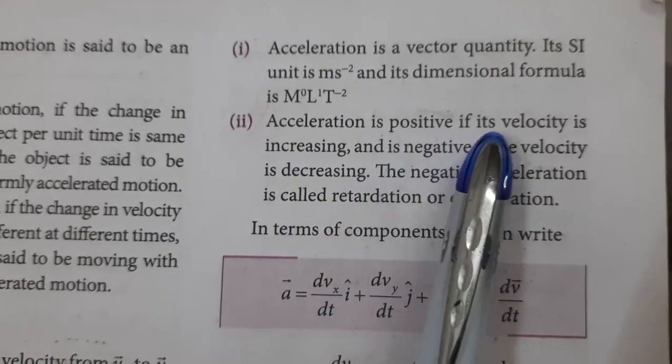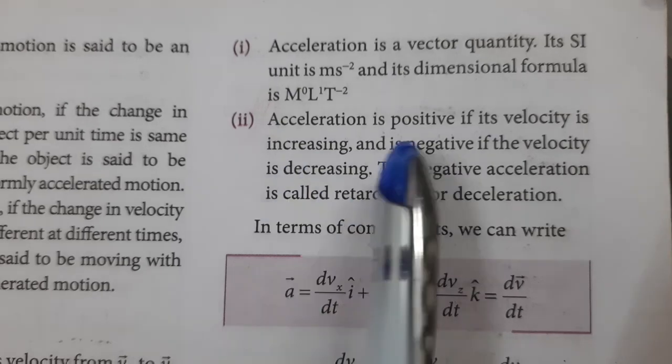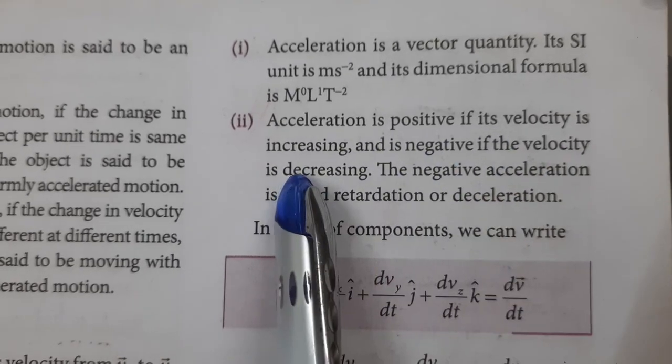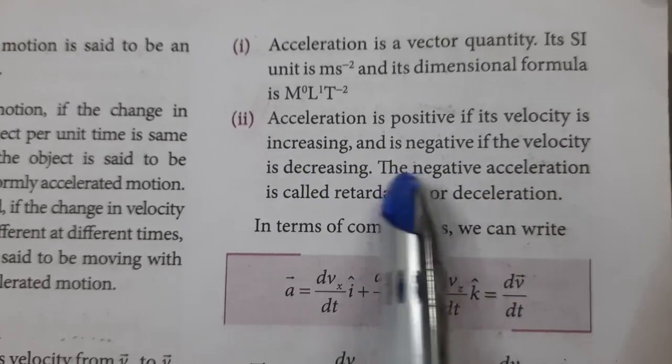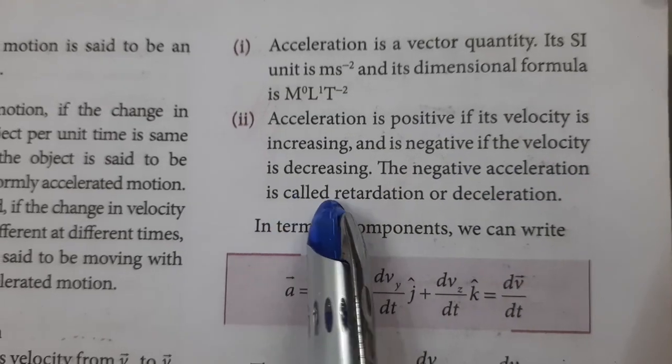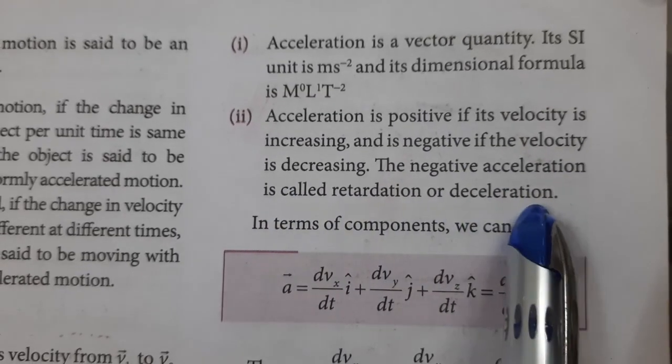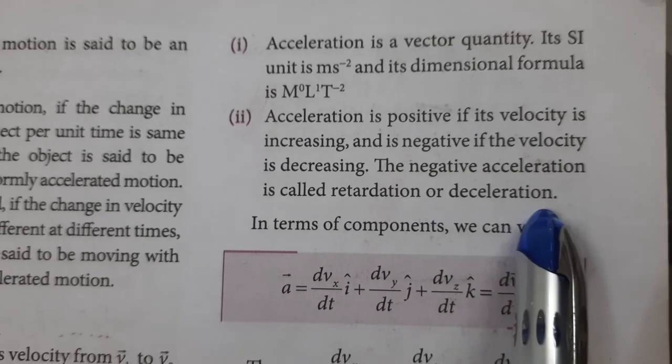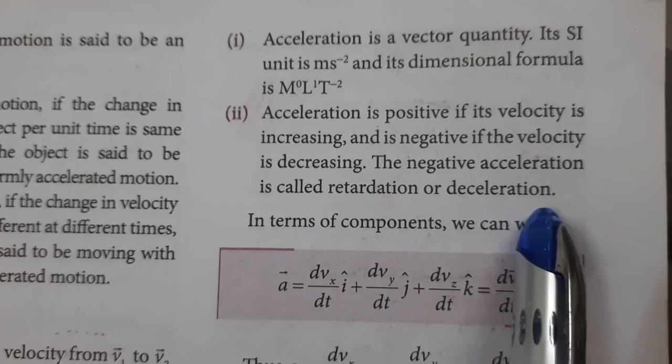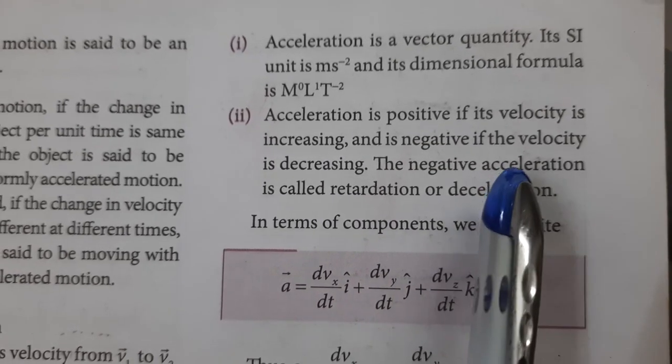Acceleration is positive if the velocity is increasing and negative if the velocity is decreasing. So negative acceleration is called retardation or deceleration. Acceleration is also a vector quantity.